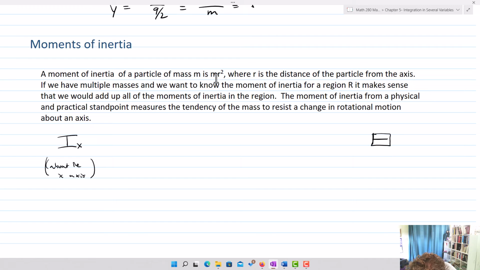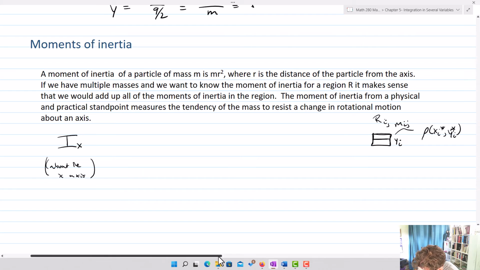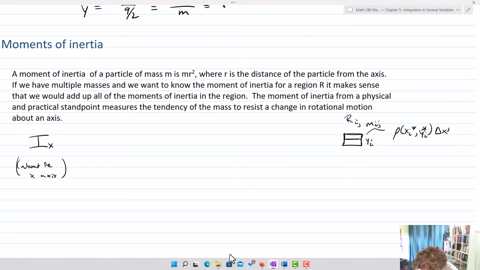We'll imagine we've got a rectangle here. This is the one about the x-axis, so it's got some yi right here, and it's going to be multiplied by the mass of the region. Mij, so this region is Rij. Mij is going to equal rho of xi star, yi star, with our stars here, times delta x, delta y.